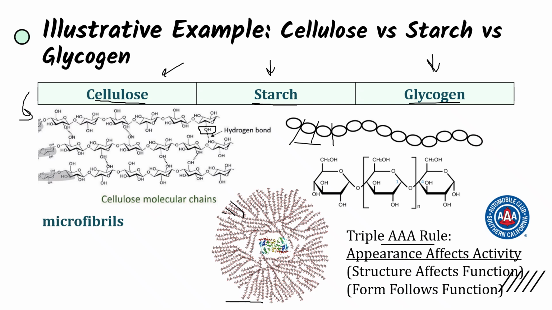And so this brings us to the triple A rule, appearance affects activity. This is also called structure affects function or form follows function, and it just means that the structure of a macromolecule or of a compound is going to affect its function. And we can see this tie here comparing cellulose, starch, and glycogen.